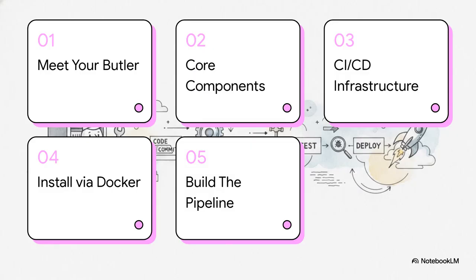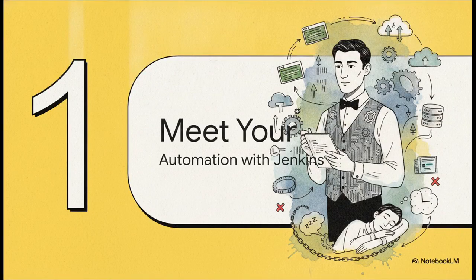Okay, let's dive into this. Here is our roadmap. First, we'll meet your automation butler. Second, core Jenkins components. Third, the CI/CD infrastructure. Fourth, installing Jenkins via Docker. And finally, building the pipeline. Let's kick things off with Section 1, Meet Your Automation Butler.